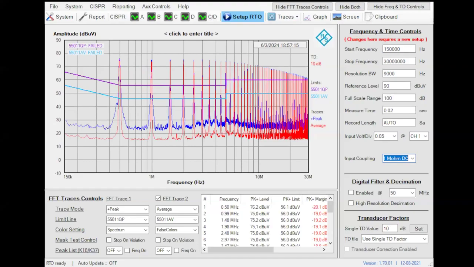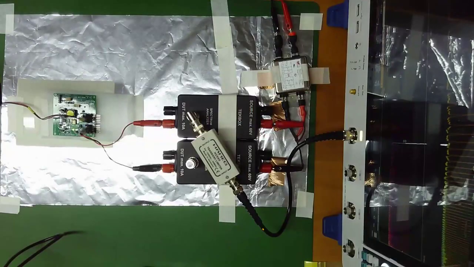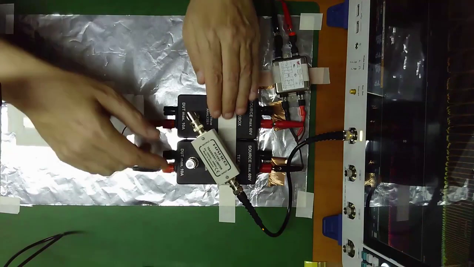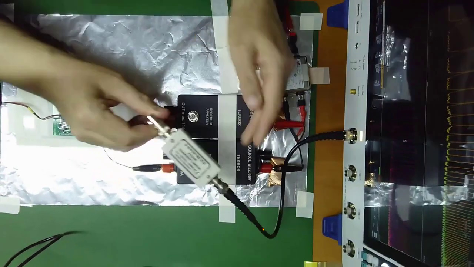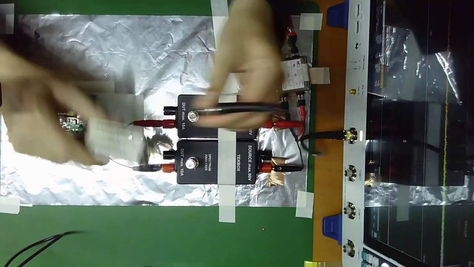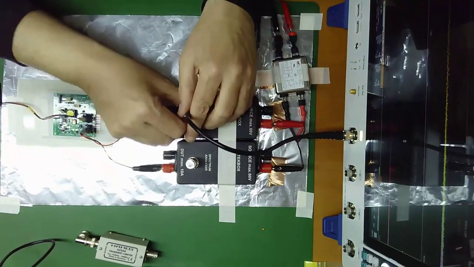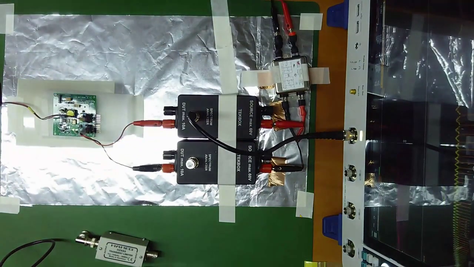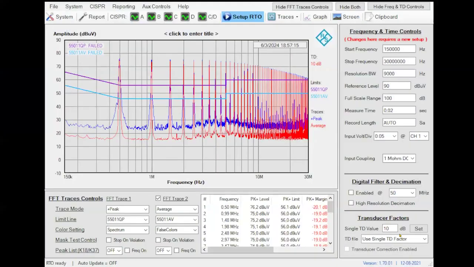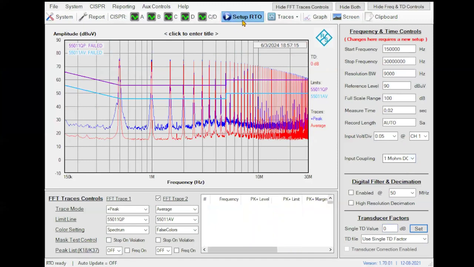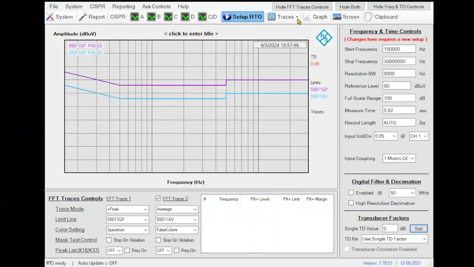Oh, let me do something. If not, I will repeat later. It's because I have the attenuator. Let me remove the attenuator. The attenuator is removing the reflections. So let's go here and let me repeat. Now I am going to put here again 0 dBs in the transducer factor because I have removed the attenuator. And let me put 1 megohm, set up RTO. And now let me measure again.